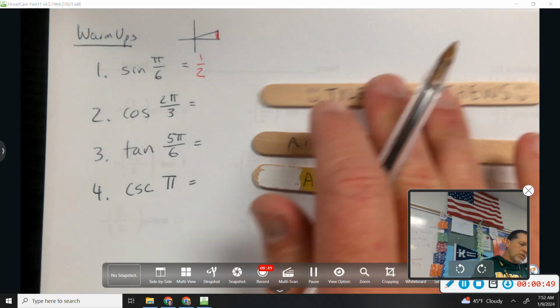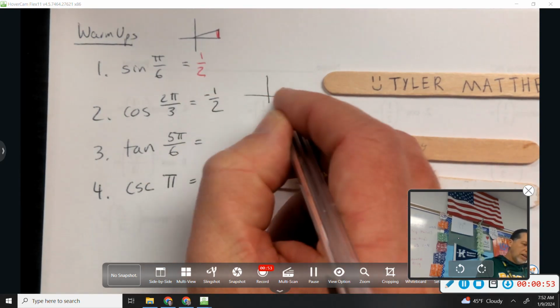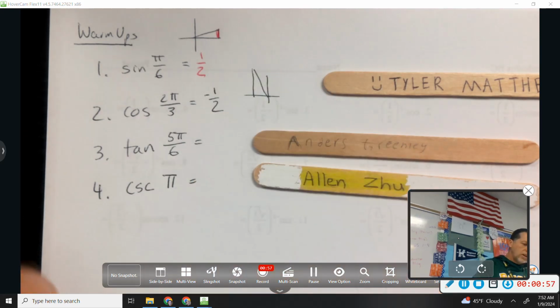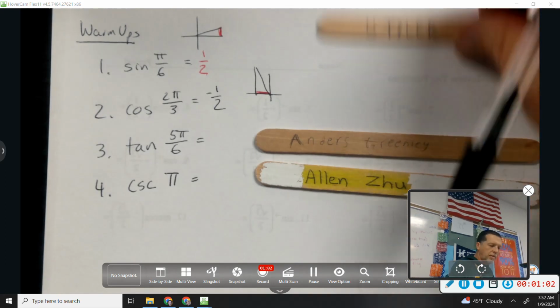Tyler, the cosine of 2 pi over 3? Negative 1/2. Good. 2 pi over 3 would be a steep angle, second quadrant. Cosine is x. So there's negative 1/2.